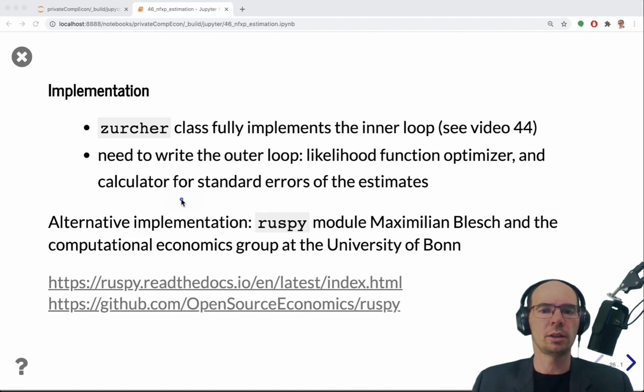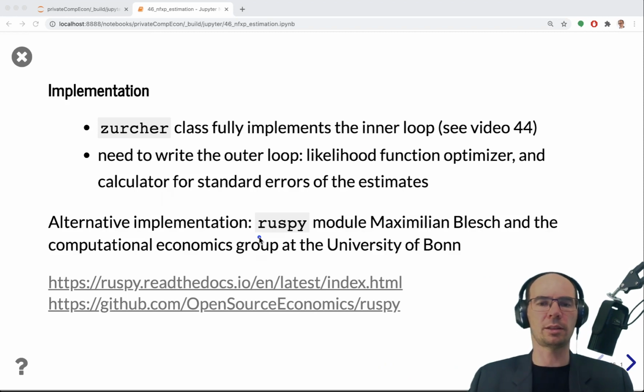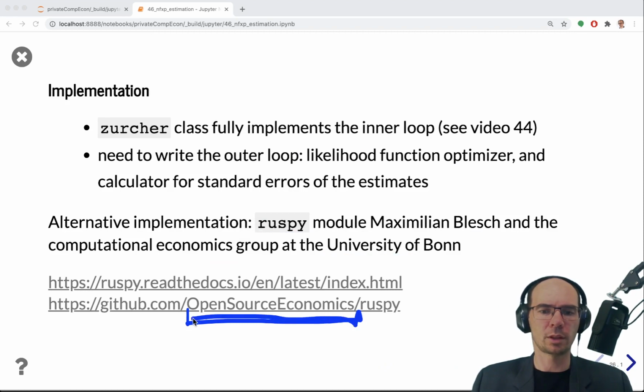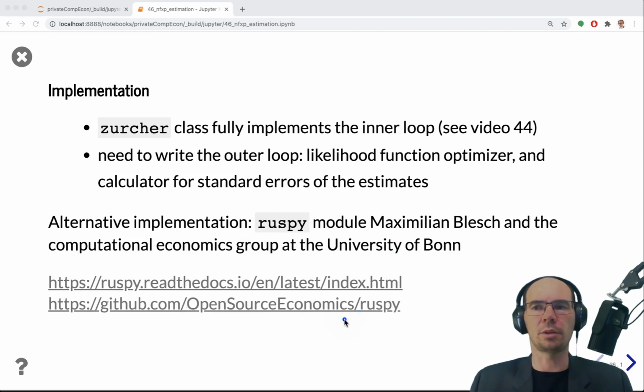in addition, I can point to a very nice implementation which is already packaged and is available as a Python package from Maximilian Blesch in the computational economics group at the University of Bonn, who are called Open Source Economics. Here are the links to their work, which you're very welcome to check.